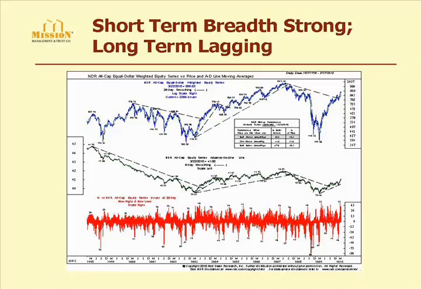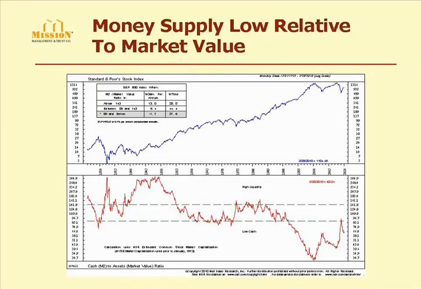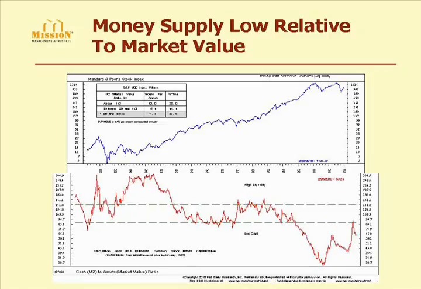The next couple of pages look at availability of liquidity. Money supply is low relative to market value. It's just a measure of how much more money is available to go into stocks. And what we're looking at here, you can see, is cash as measured by M2 compared to the asset value, the market value. Ideally, you'd like to see lots of cash relative to market value. In this instance, we see relatively low levels of cash relative to market value.